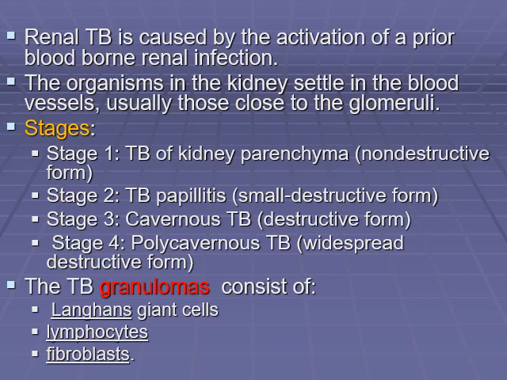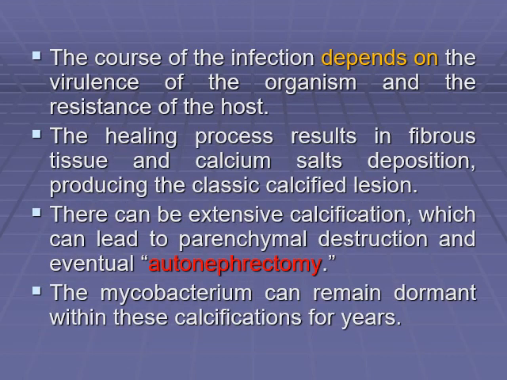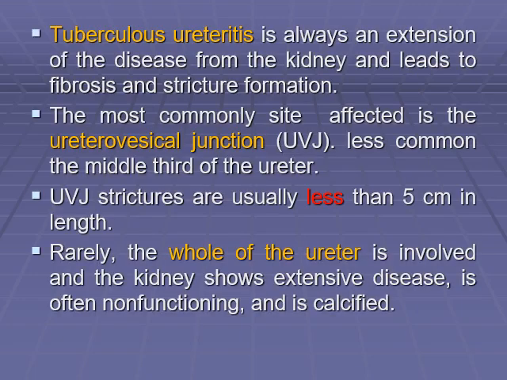The granuloma of TB consists of Langerhans cells, lymphocytes, and fibroblasts. What is the cause of the disease? The cause, as we said before, depends on the virulence of the organism and the resistance of the host. The healing process results in fibrous tissue deposition and calcium salt deposition, producing the classic calcified lesions. There can be extensive calcification and fibrosis of the parenchyma, which is called autonephrectomy. The mycobacterium can remain dormant in this calcification for many years. The ureter is infected by direct extension from the kidney, which leads to fibrosis and stricture formation.